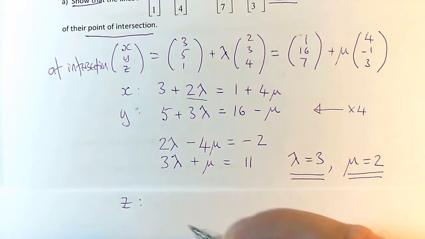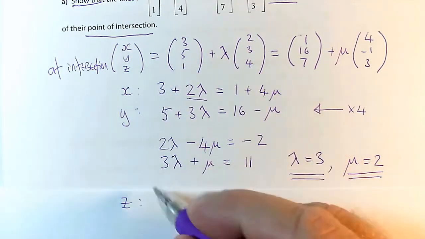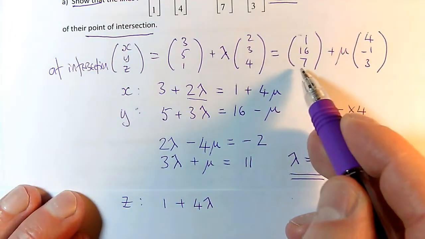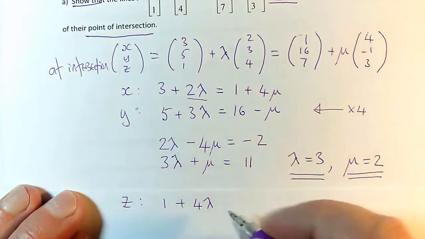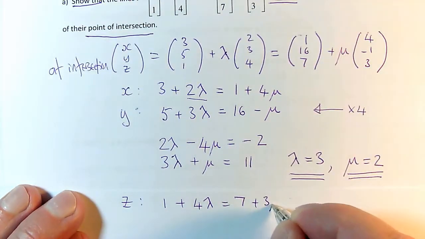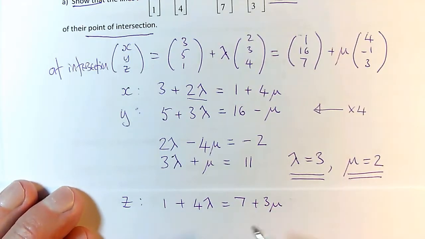So what does the z equation tell me? Well, if I look at my z's, here I've got 1 plus 4 lambda. So 1 plus 4 lambda to make z work has to give the same answer as this side: 7 plus mu times 3, which is 7 plus 3 mu. So I generate the z equation, and now I'm going to try out my values of lambda and mu.